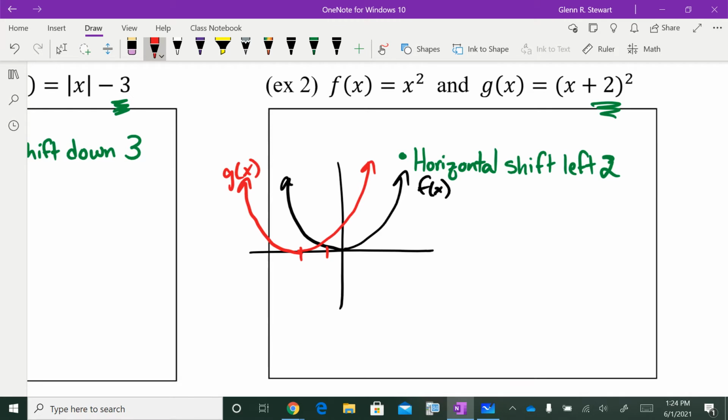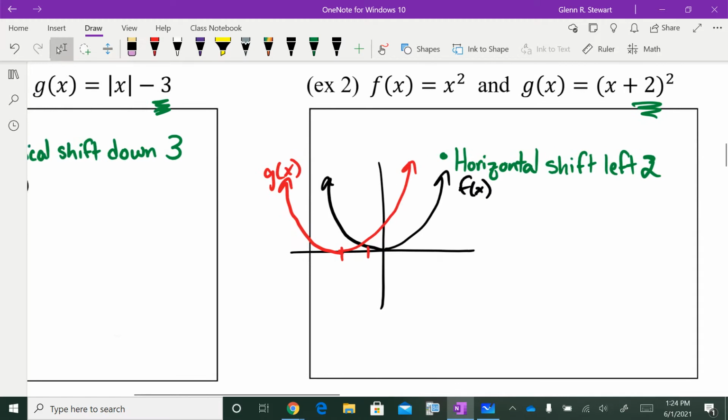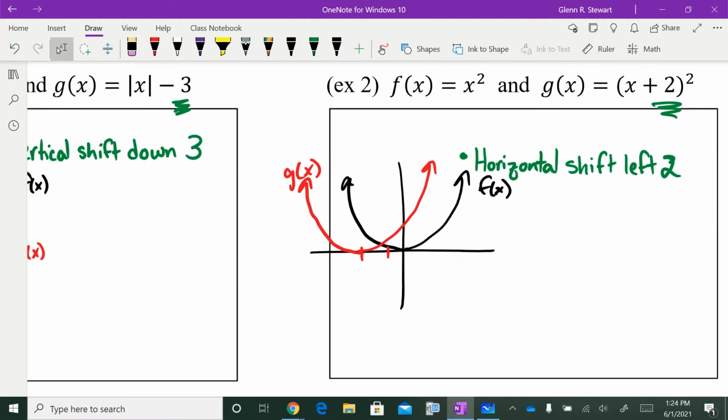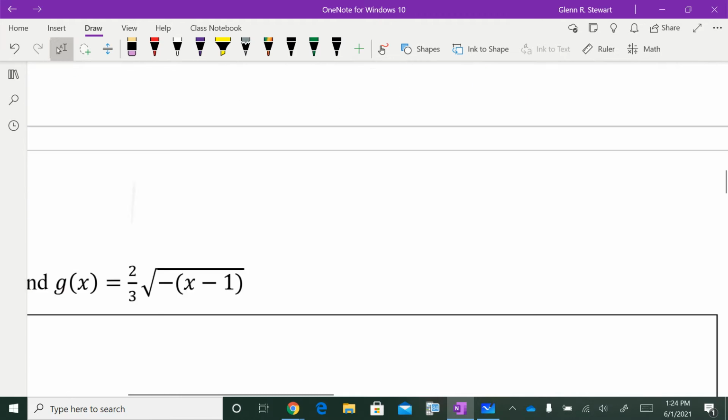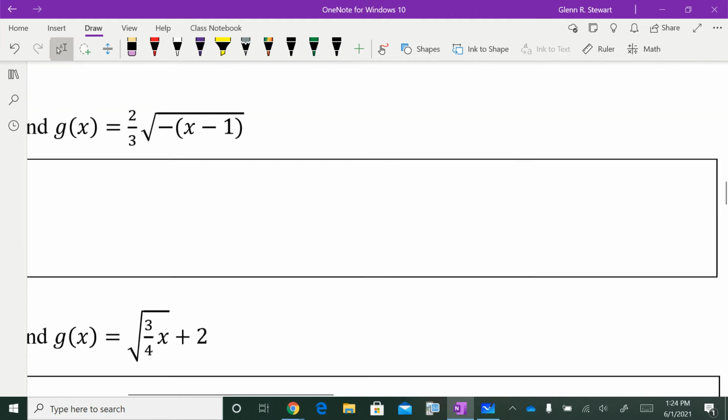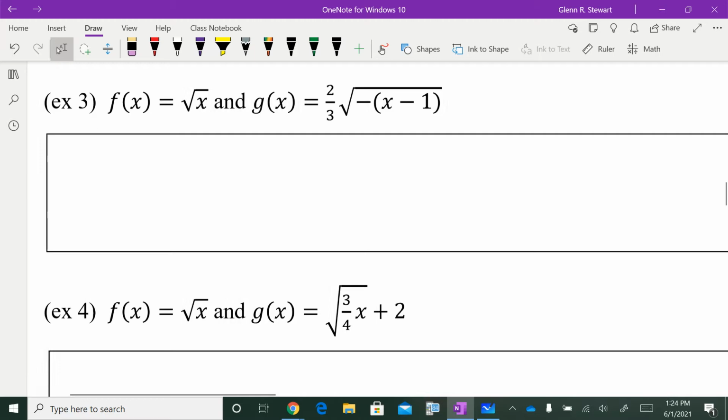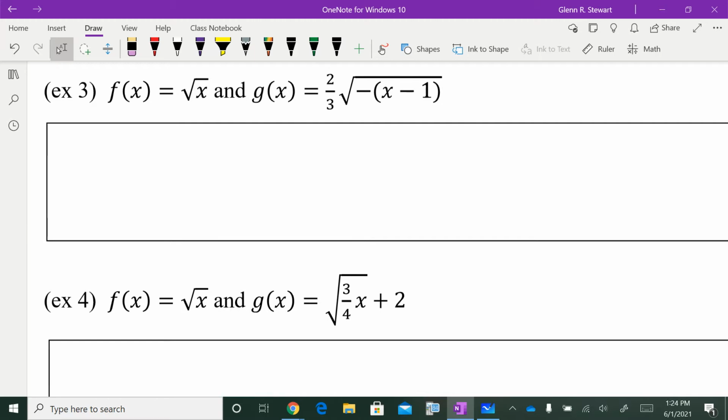Give me a second if you want to copy this down. There are 10 examples today. Some of them are a little bit different, what I like to call part 2. We won't get there for a minute. What happens when you have multiple transformations? I'm going to use different colors to show you what those multiple transformations are.